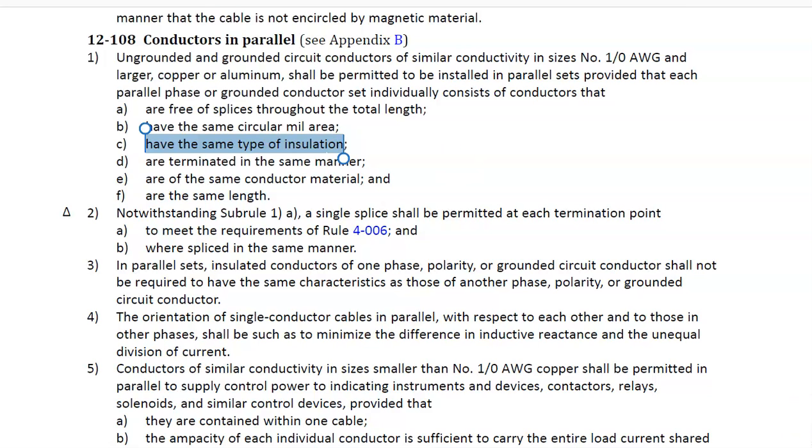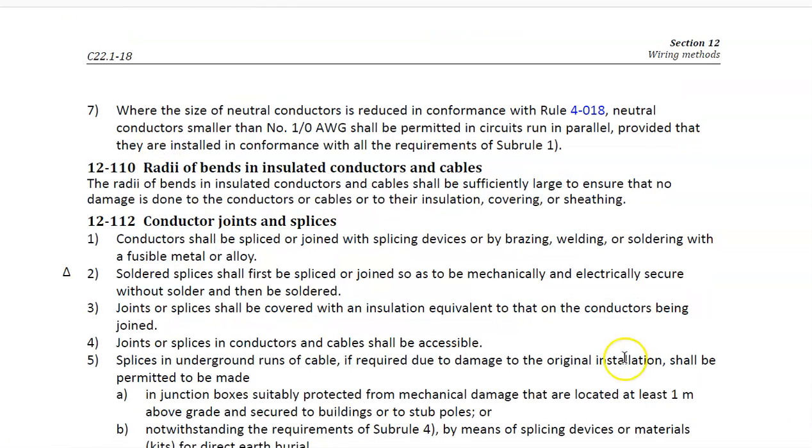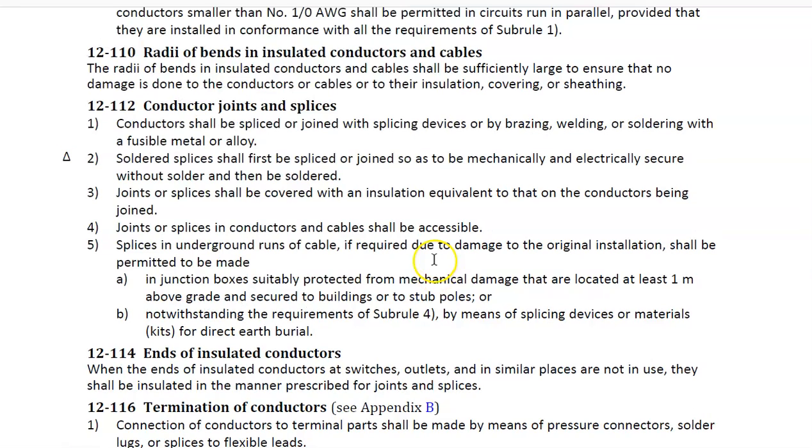Splicing and termination is another specialized set of rules that we are going to see. This talks about conductors and how we join them together. Rule 12-112 talks about general joints and splices that we can join with splicing devices, lugs, brazing, welding, soldering, etc. Soldered splices have to first be mechanically secure before we solder them together. Then the joints of the splice have to be insulated as well. And all joints in splices and conductors and cables have to be accessible. You're not allowed to just bury these things all over the place.